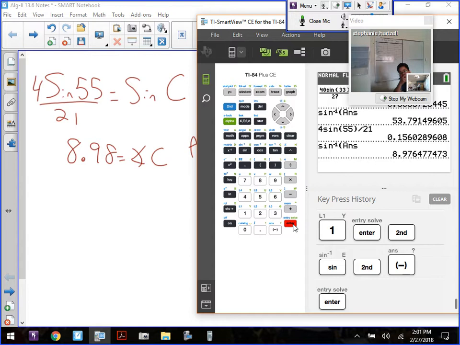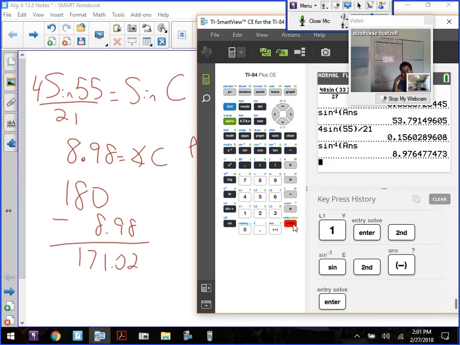At this point, since that was the first angle that we had found in the side-side-angle case, what do we have to check? The second triangle. In order to check the second triangle, we take 180, subtract the 8.98, and you get 171.02, correct? If I add that to the original 55, I'm well over 180 degrees, which means how many triangles would we have? Just one. So you don't have to worry about it.